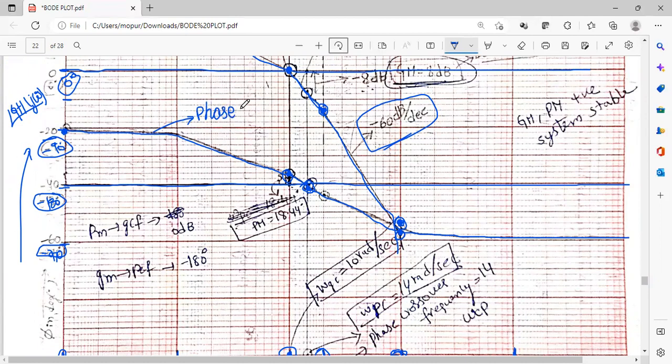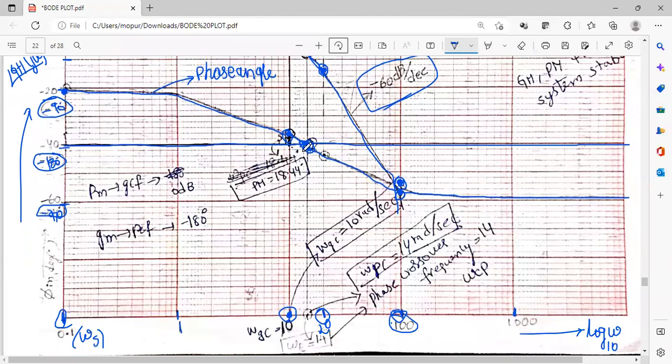This is the phase angle plot. At this point, they are intersecting, so you can draw a circle here and take the corresponding frequency. If you take the corresponding frequency at this point, it is 14. So the phase crossover frequency is 14 radians per second.